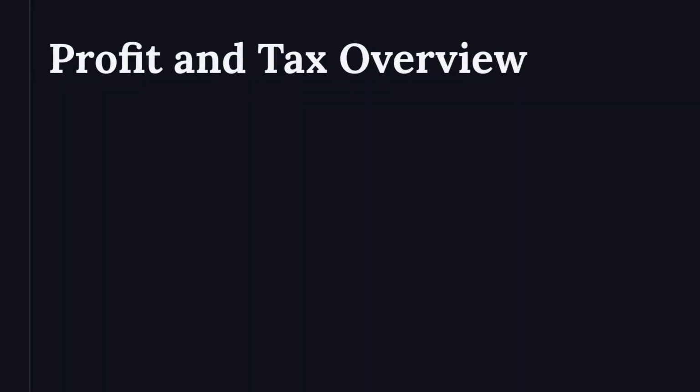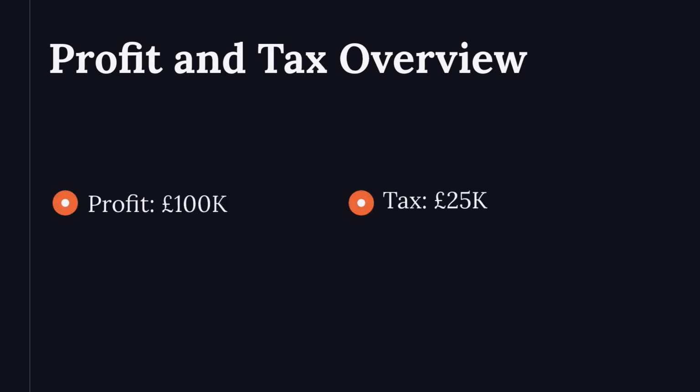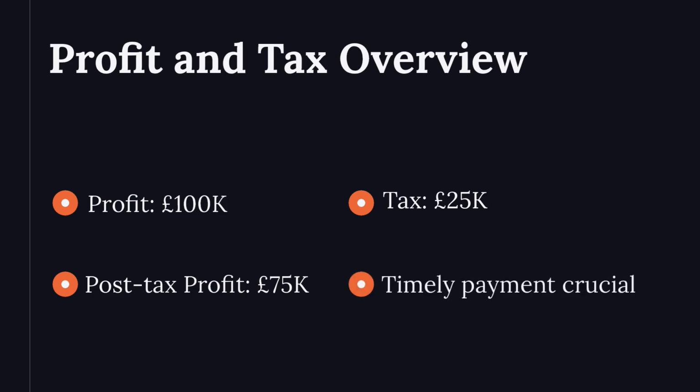A company with £100,000 profit faces a £25,000 corporation tax. This is the primary tax liability. Post-tax profit is £75,000. Timely payment avoids further charges. Accurate calculation and timely payment are crucial.